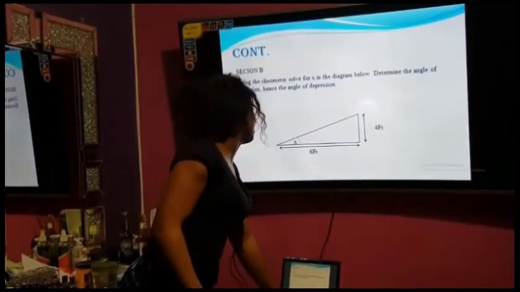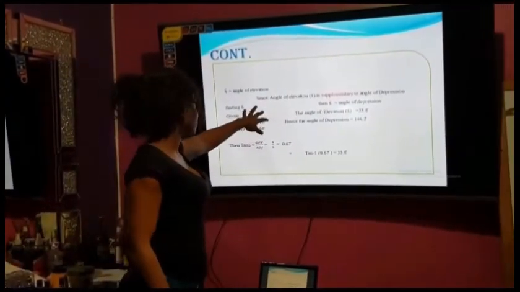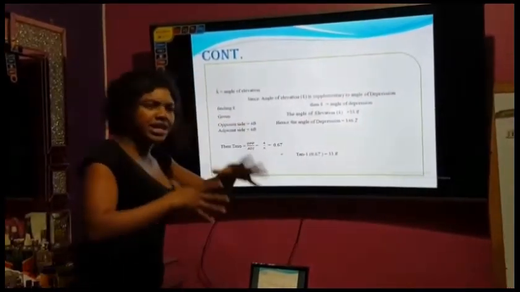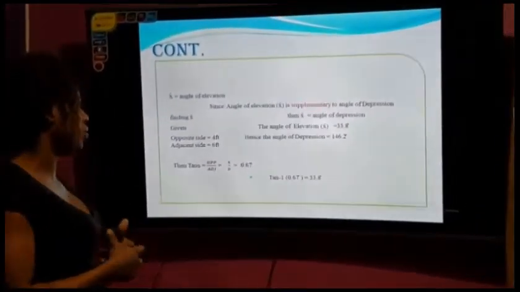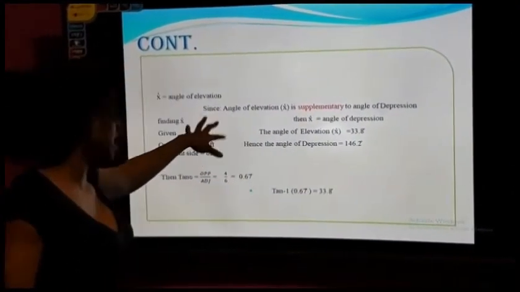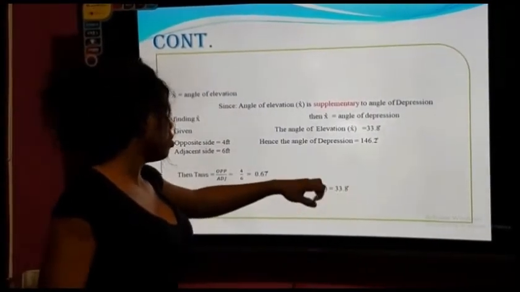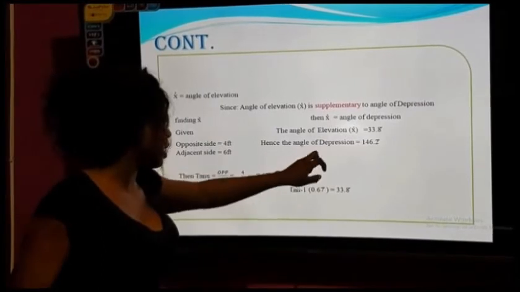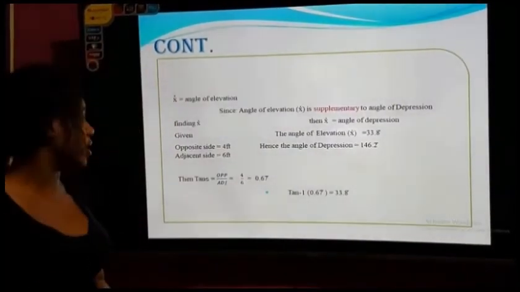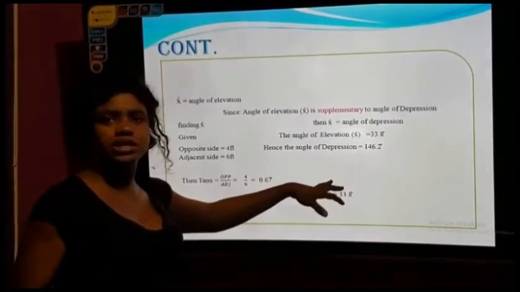Alright, so we're going to check section B. Wow. They say that since the angle of elevation is supplementary to the angle of depression, it looks like it's really a mixed conception, right? Looking at the calculation, the angle of elevation they calculated to be 33.8 degrees. Hence, the angle of depression, they have 146.2 degrees.